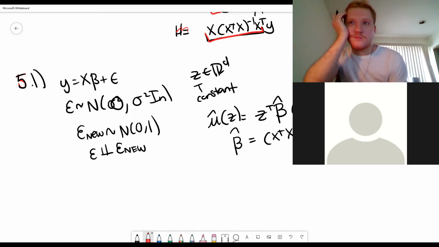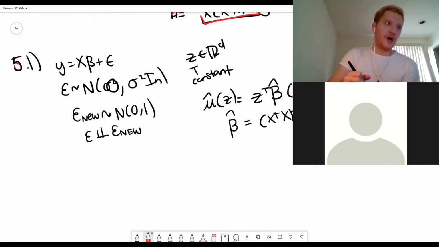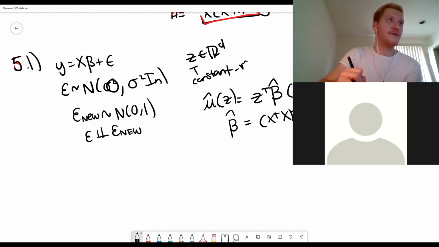Deterministic just means constant? So when someone says a deterministic vector, that means non-random. Z is non-random. So it's not a constant, sorry, it's not like a 5 or something, it's non-random. Got it. Okay.